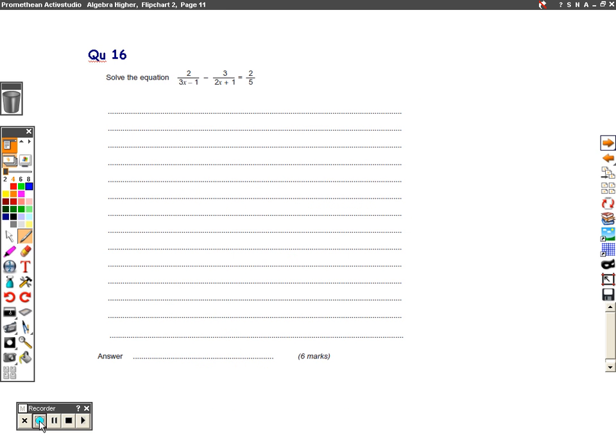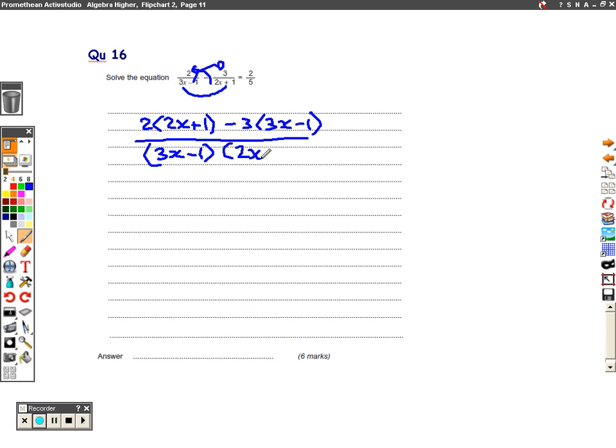Okay, question 16. Again, we're subtracting two fractions, so you want to get a common denominator. Best way to do it is multiply your two denominators, which means you're multiplying this fraction by the bottom and this fraction by the bottom. So we're going to have 2 upon 2x plus 1 minus 3 upon 3x minus 1, all divided by 3x minus 1 upon 2x plus 1 is equal to 2 over 5.